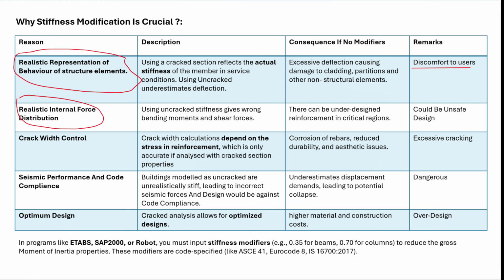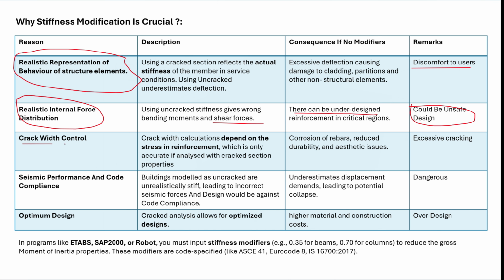Realistic internal force distribution is another reason we adopt stiffness modification. Using uncracked stiffness gives stronger bending moment and shear forces, so there can be under-designed reinforcement in critical regions, so it is an unsafe design.